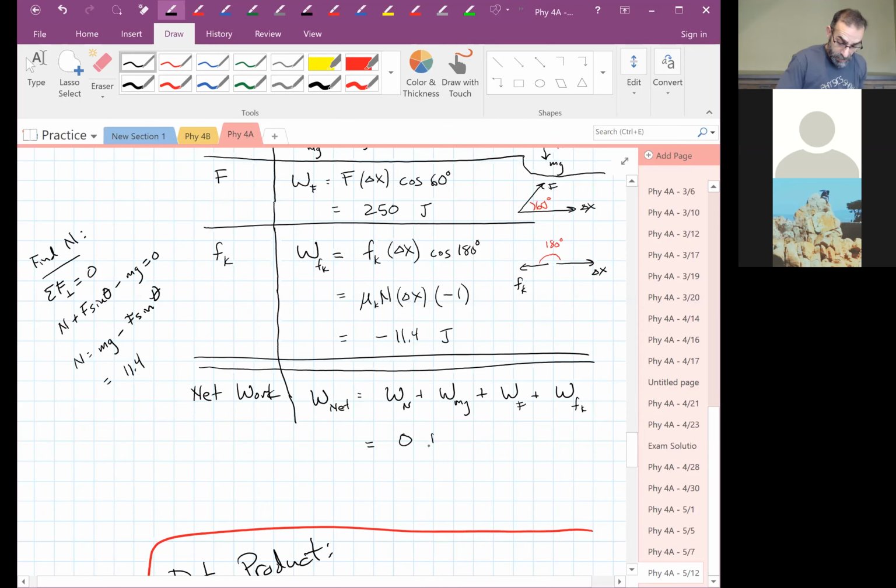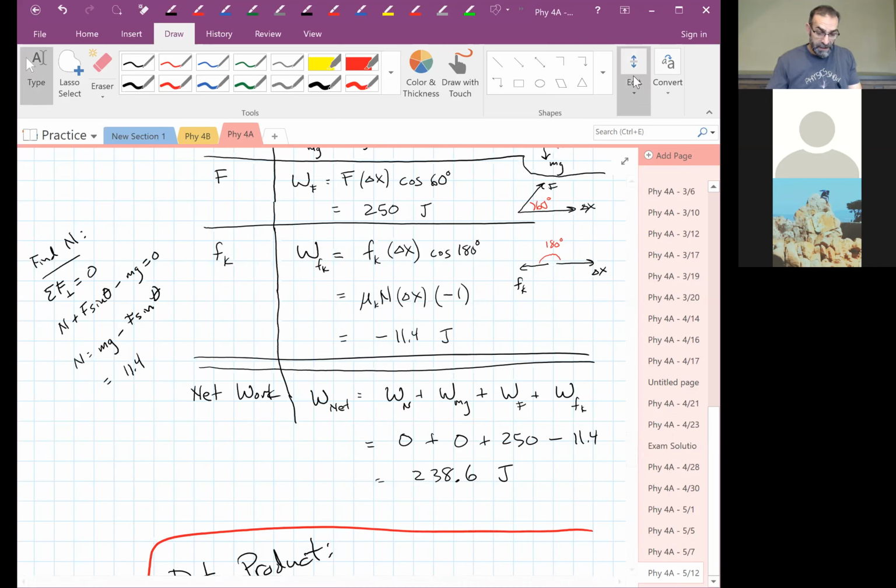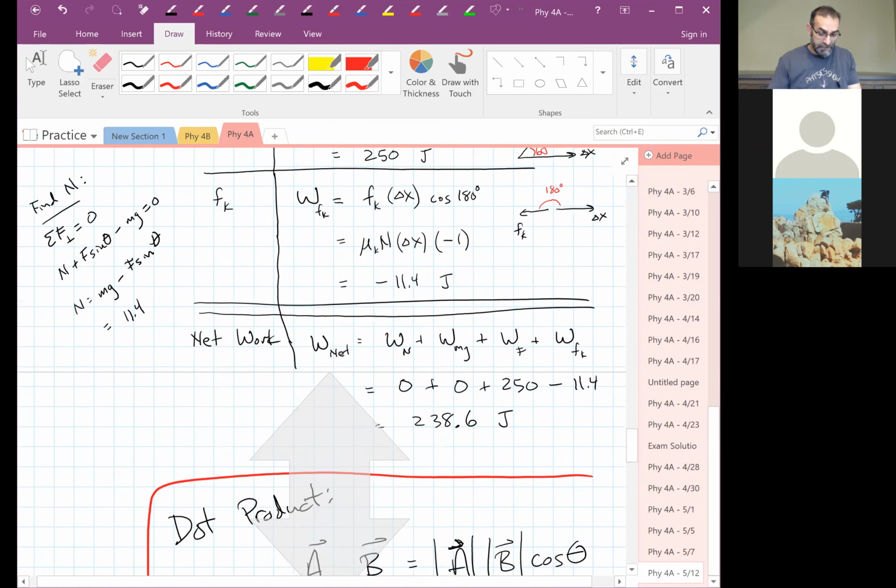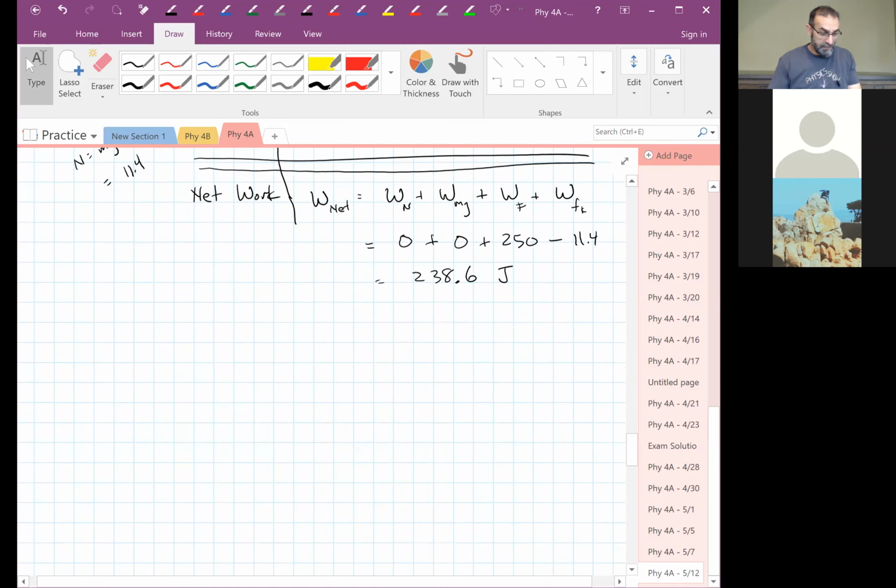Zero, zero, positive 250, negative 11.4. So we ended up with a positive 238.6 joules. Now, if our object started from rest, how fast is it going at the end of those 5 meters?